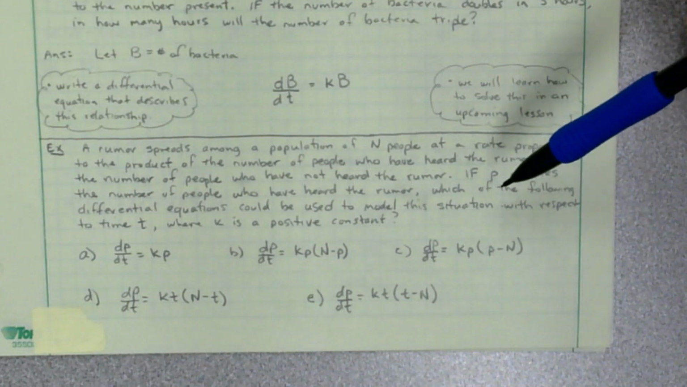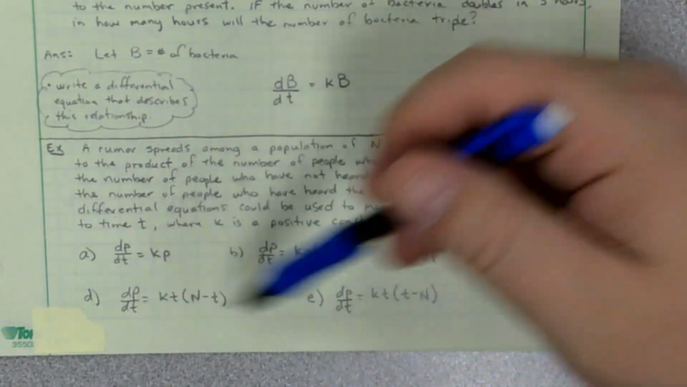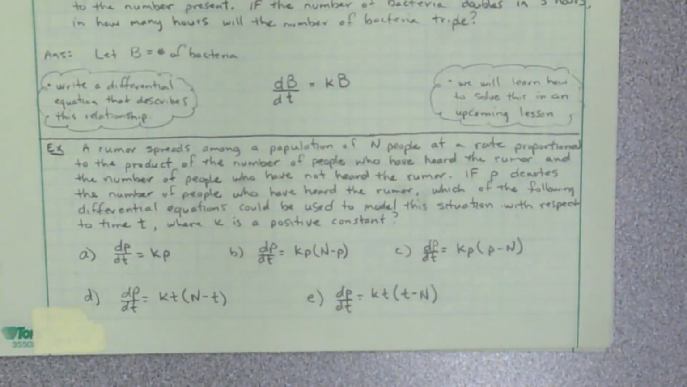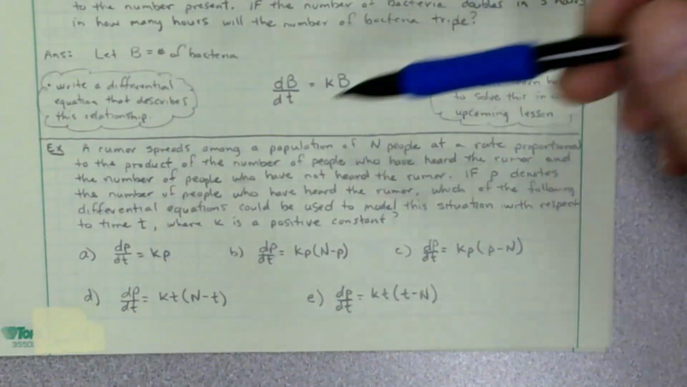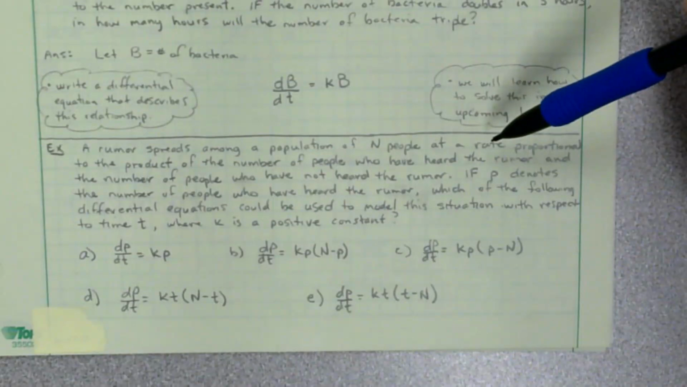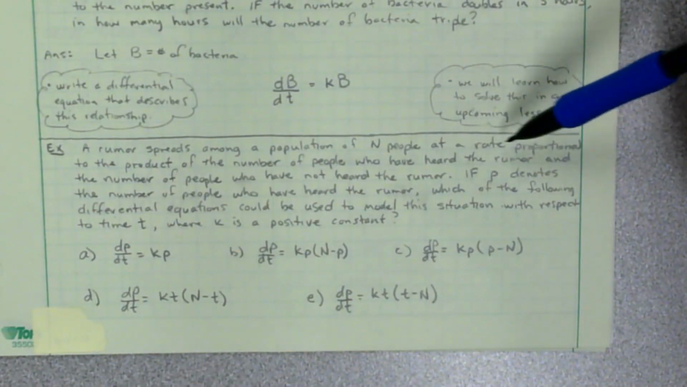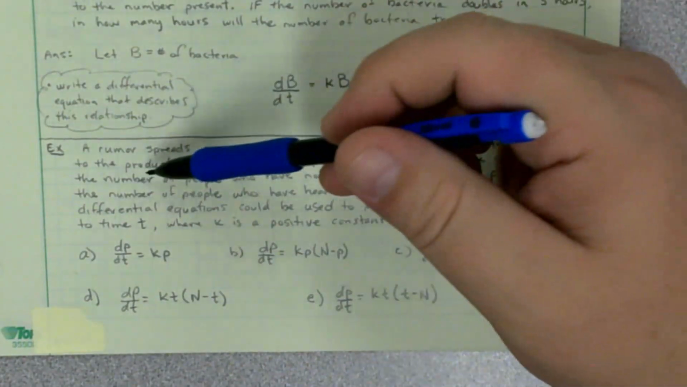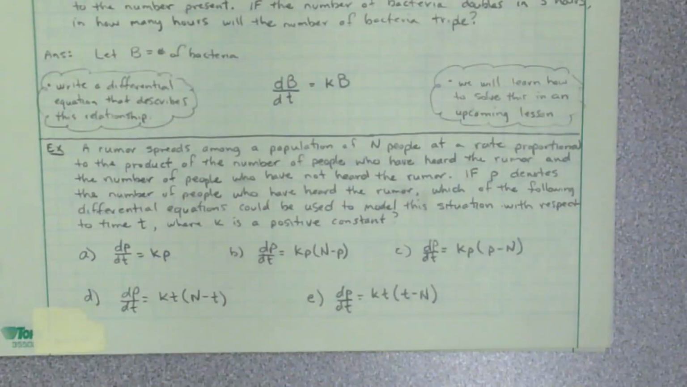You've got to have a constant of variation. You'll see all these have a K in it. All of them have dP/dt. So those are all similar in that fashion. So that is the rate at which people hear a rumor, correct? So what I need now is a product of the number of people who have heard the rumor and the number of people who have not heard the rumor. So how would I determine those two things?